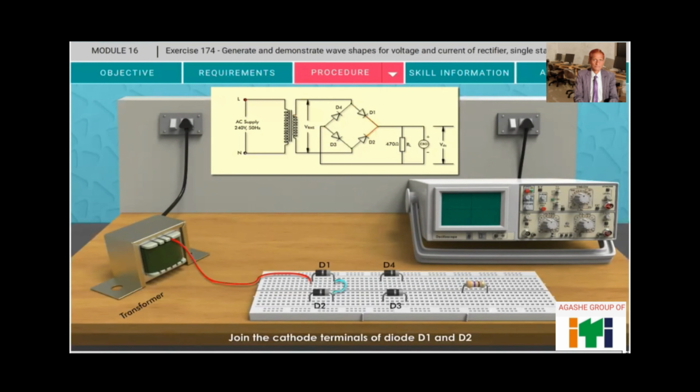Join the diode D1 cathode terminal to one end of the resistor. Now connect the anode terminal of D3 to the other end of the resistor. To view the output waveform, connect the CRO positive and negative terminal from channel 2 across the resistor. To view the input waveform, connect the CRO channel 1 positive terminal to D4 cathode terminal and negative terminal to D3 cathode terminal.